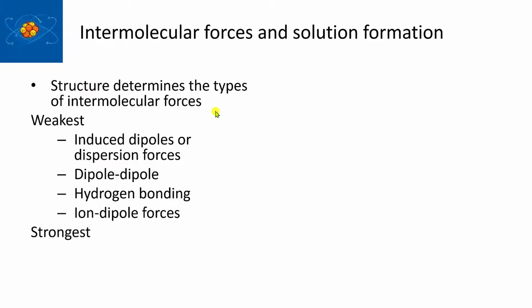So in this section, I'm going to be trying to give you a better feel for what structures look like when solutions can be formed. And this really relates to intermolecular forces. On the slide, I've listed the kinds of intermolecular forces that we introduced in the last chapter, from weakest to strongest: induced dipoles or dispersion forces, dipole-dipole interactions, hydrogen bonding, and ion dipole forces. These tend to be the strongest, and these tend to be the weakest.